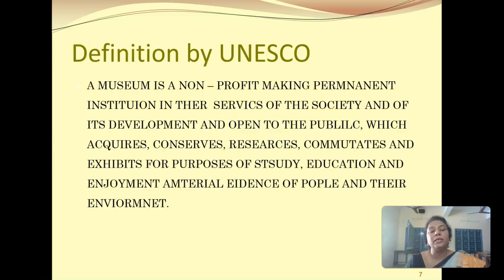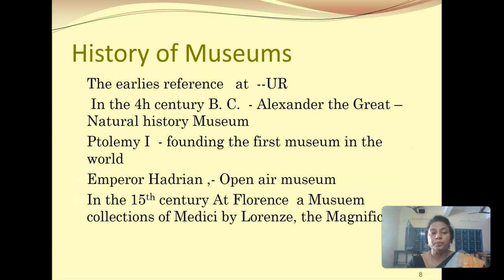UNESCO has given another definition for the museum. A museum is a non-profit making permanent institution in the service of society and its development, open to the public, which acquires, conserves, researches, communicates and exhibits. It is mainly for the purpose of education, and for some it is also for employment.